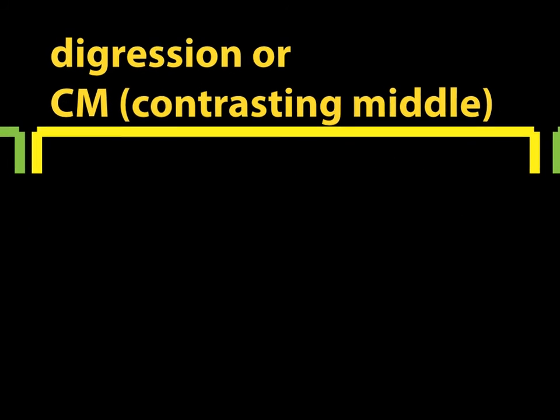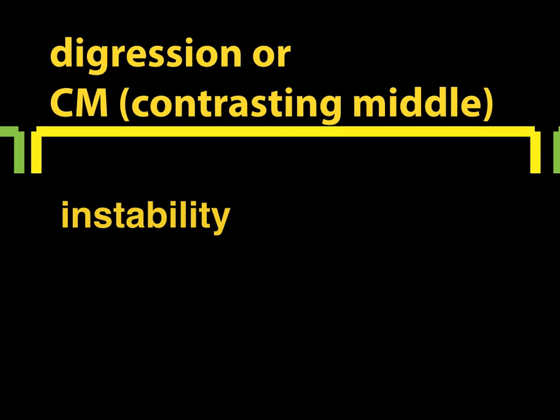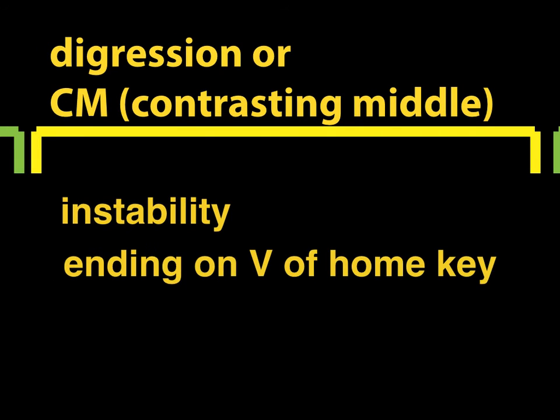Next, we'll talk about the contrasting middle. So what features does a contrasting middle tend to have? The first thing to know is that the contrasting middle is characterized by instability. And in a moment, we'll talk about what that means for a passage to sound musically unstable. Second, the contrasting middle almost always ends on 5 of the home key. So let's talk about each of those features in turn.